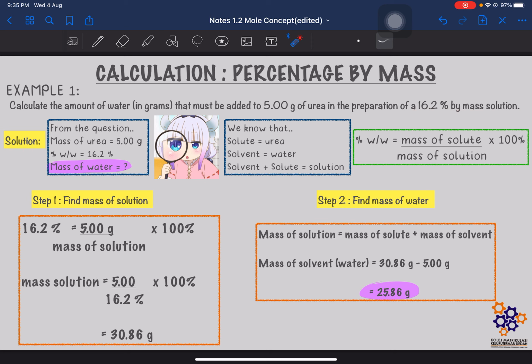So from the question, we know that the mass of urea is 5 gram and the percentage by mass is 16.2%. The question asks you to calculate the mass of water. So we know that the solute here is urea and the solvent here is water. Solvent plus solute equals solution. The formula for the percentage by mass is mass of solute divided by the mass of solution times 100%. So we have the percentage by mass, and we also have the mass of solute. So we need to find the mass of solution.